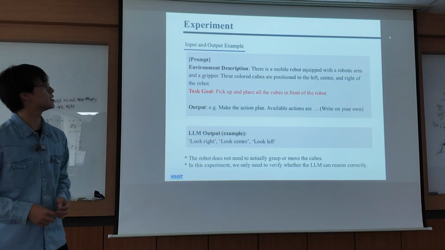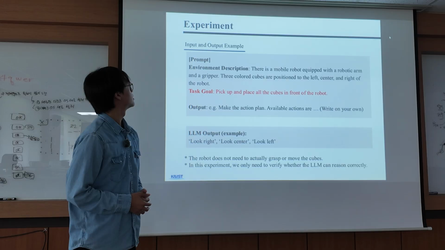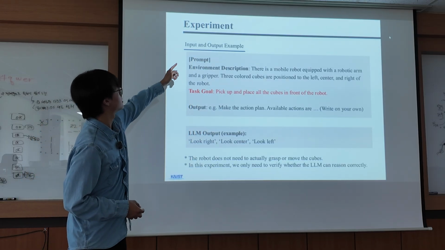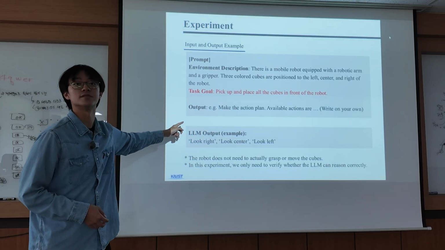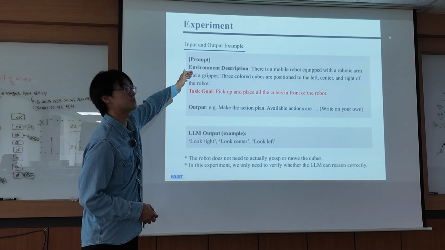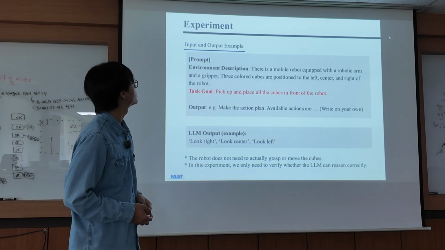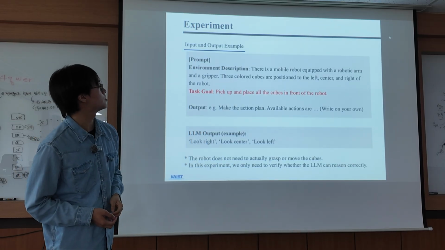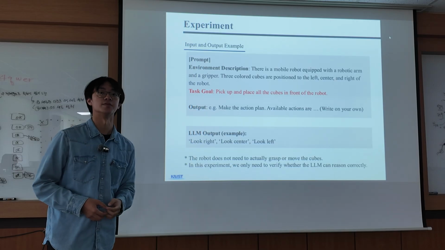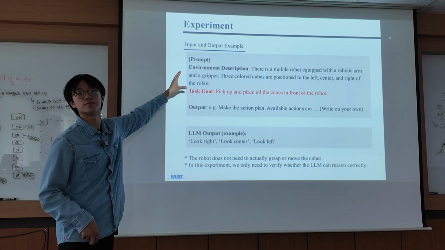So the prompt will look like that. There are some environment description, task goal, and then output. The environment description is quite common: there's a mobile robot equipped with a robotic arm and a gripper, and three color cubes positioned to the left, center, and right of the robot. That should be the common environment description for the robot.